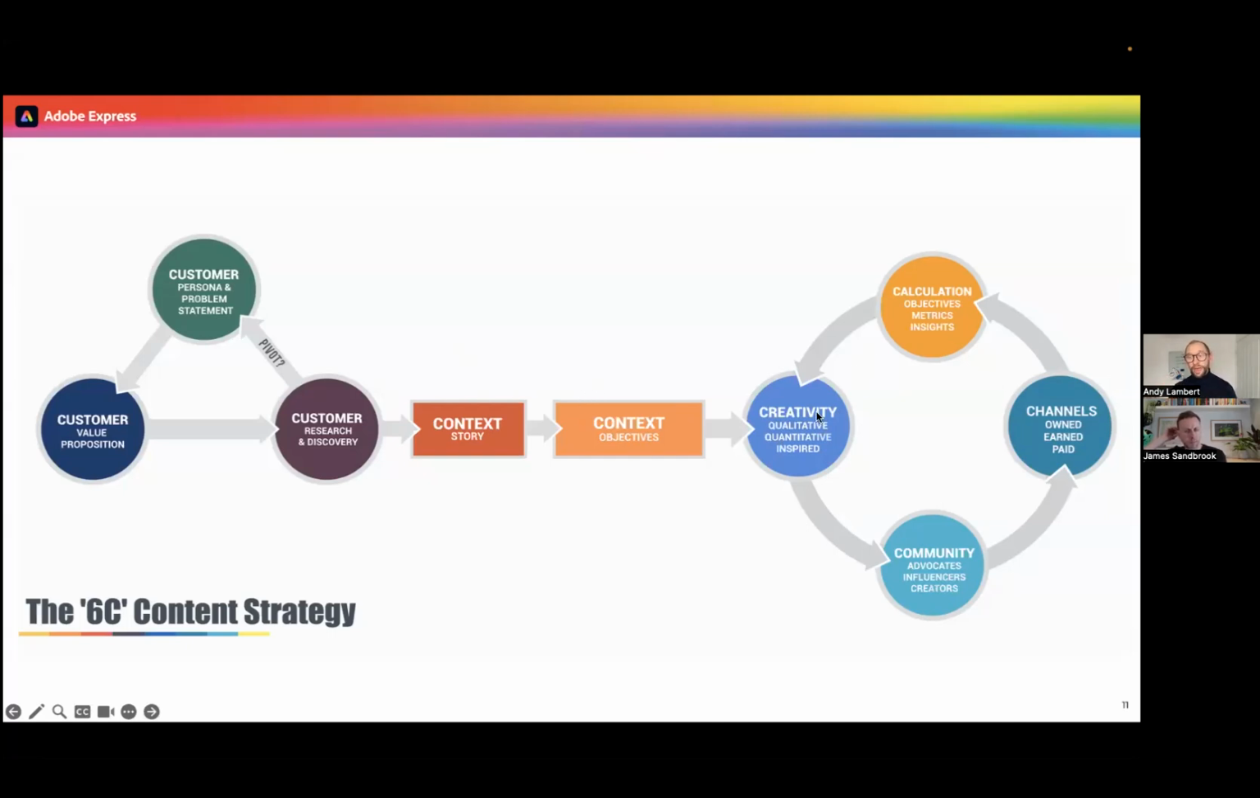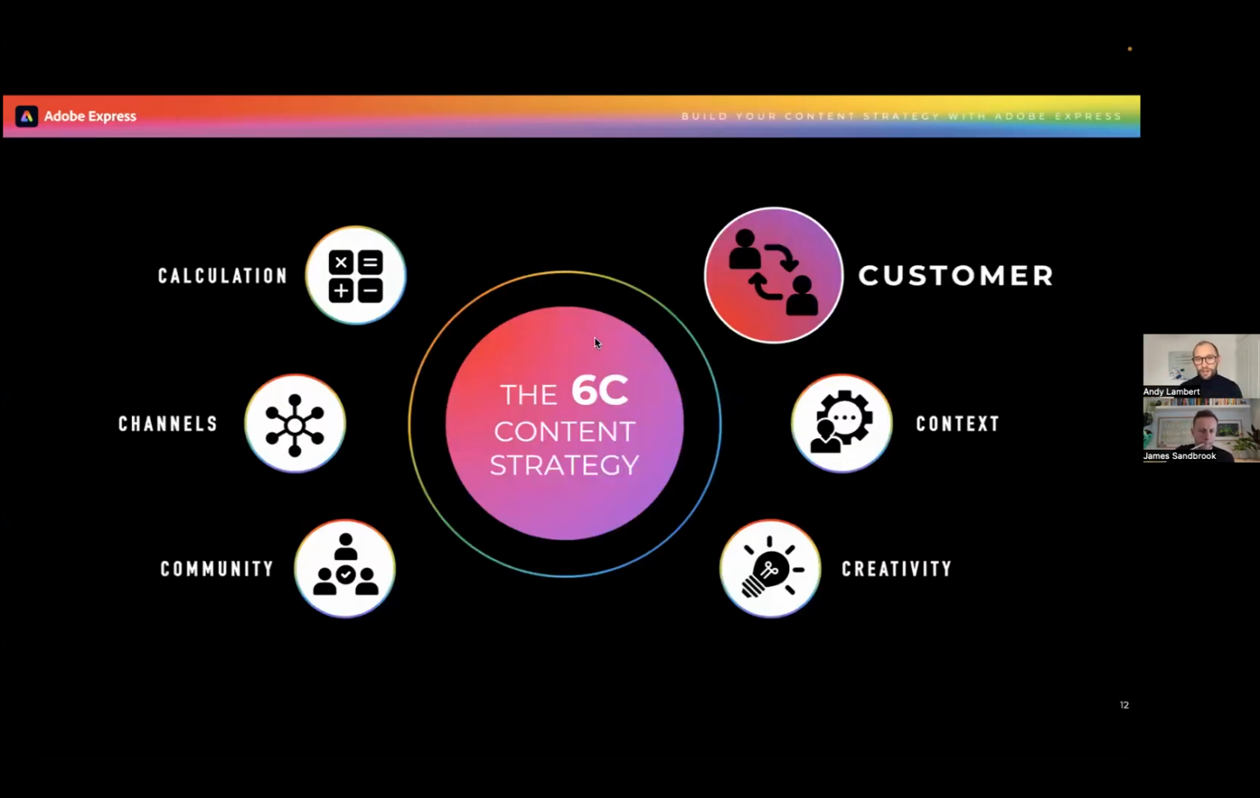How do we tell that story creatively? How do we bring it to life within a community? How do we then amplify that through a bunch of different channels? And then how can we understand our metrics and how can we demonstrate success? So we're going to walk through those 6 different steps one by one.